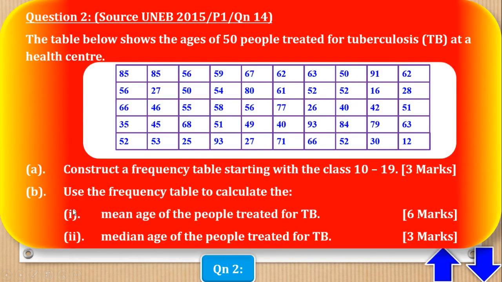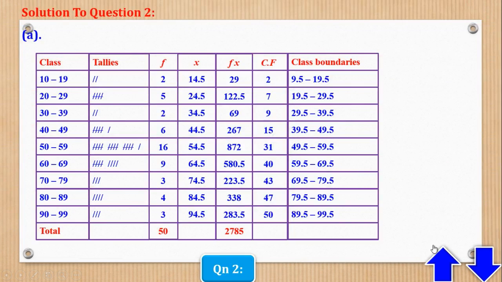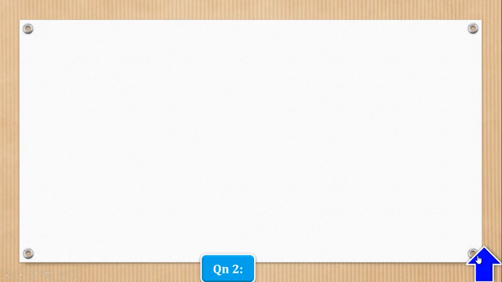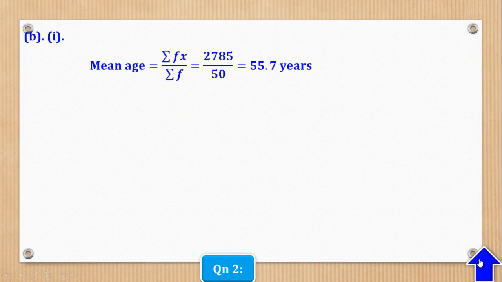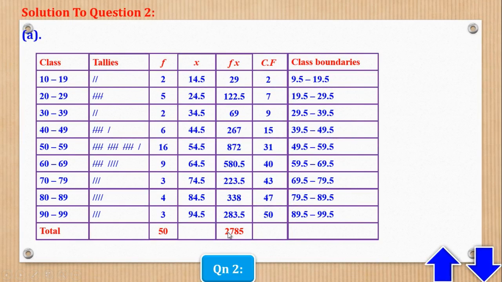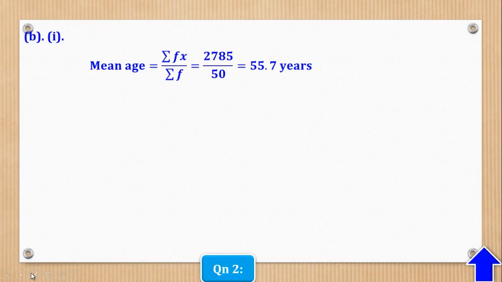So now we shall go to part B, Roman 1, where they want us to calculate the mean age of the people treated for TB. So remember, here we got our summation of fx as 2785 and summation of f as 50. So when you come here, you shall substitute summation of fx, we shall put there 2785, and summation of f we shall put 50. When you use the calculator, we shall come up with 55.7 years.